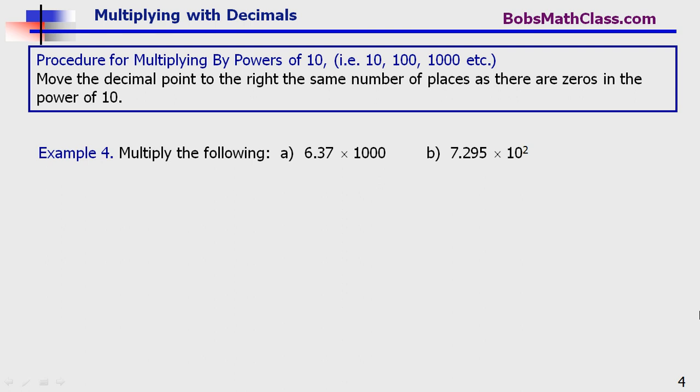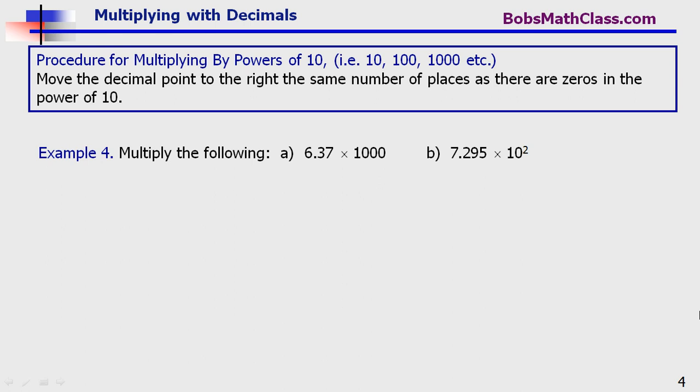Okay, so here's the procedure. Now, it's really a shortcut. Aren't shortcuts great? I think so. The shortcut is to move the decimal point to the right the same number of places as there are zeros in the power of 10. So for every zero, we move the decimal point to the right.